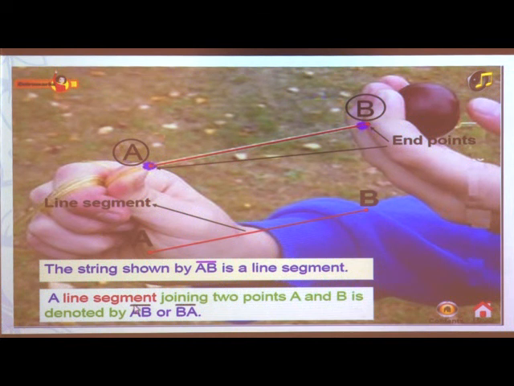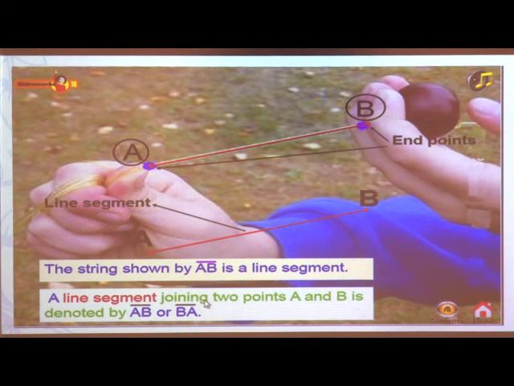A line segment joining two points A and B is denoted by line segment AB or line segment BA. Any two end points, we can denote it as line segment AB, or we can denote it also as line segment BA. But there is a condition, it should have two end points.